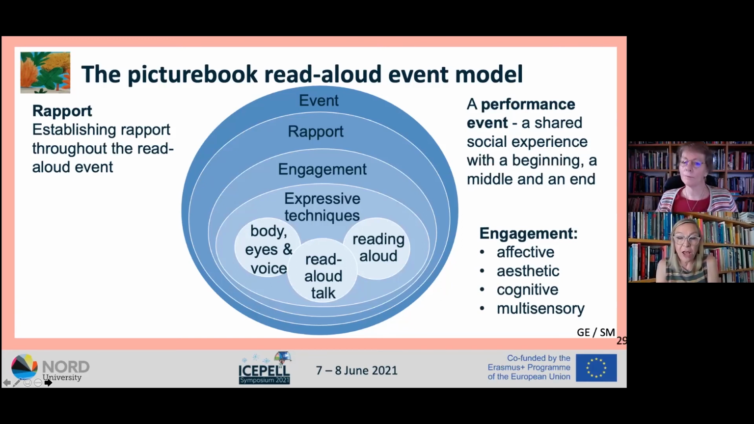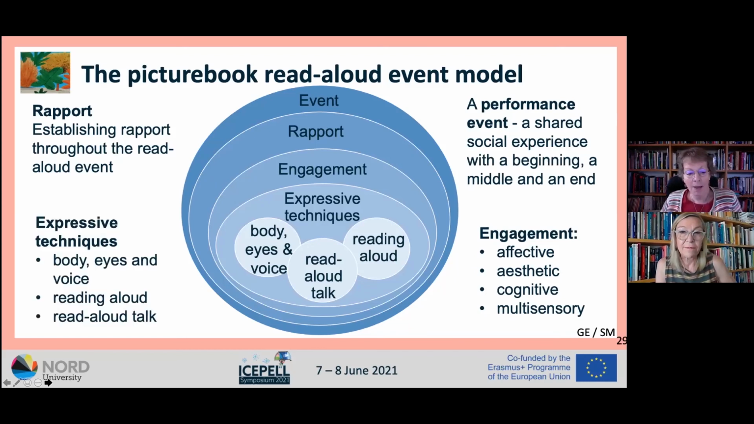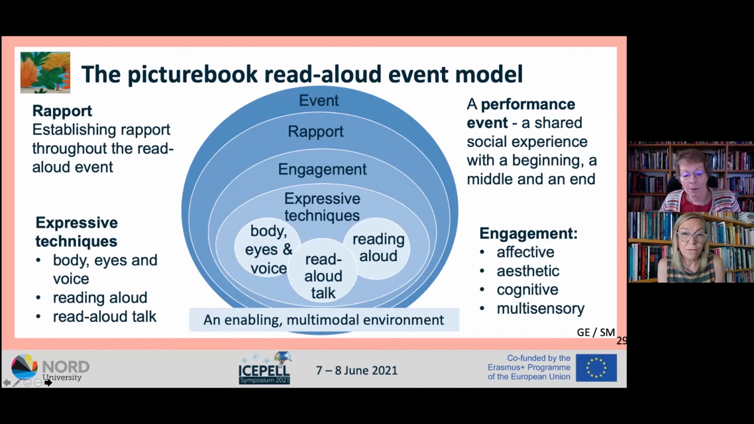Affective engagement, this is where the child connects with the reader, the story, and they connect with each other. Aesthetic engagement, this is where the child is connecting with the picture book as object, the pictures, the words, and the whole design. Cognitive engagement, this is connecting with the narrative, the theme, and the concepts. And multisensory engagement, that is connecting with the mediator through voice and actions alongside the picture book. And then finally, the expressive techniques, which we've talked about. And as you can see, these overlap and interact. So our model represents the multiple layers that contribute to an enabling multimodal environment through picture book read-alouds.